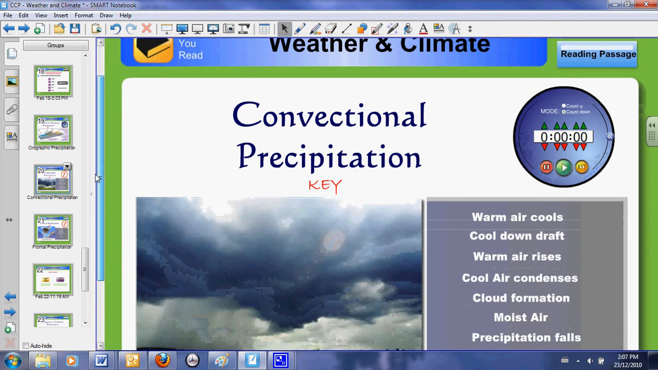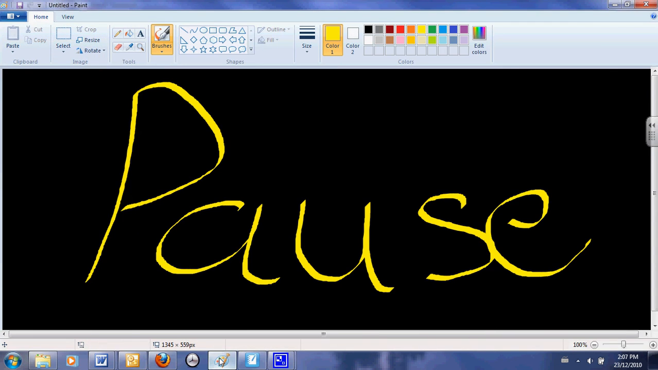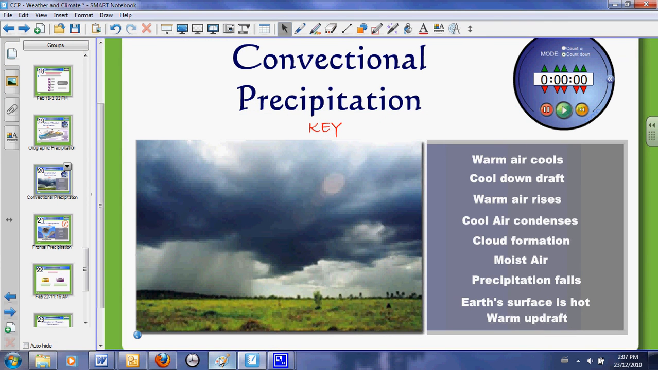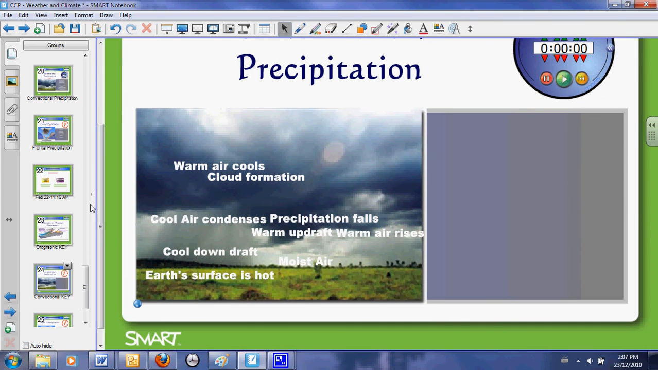The next one is convectional precipitation, same thing. On the right is the wording. If you could put it into the diagram, that would be great. And this is what you should have had.